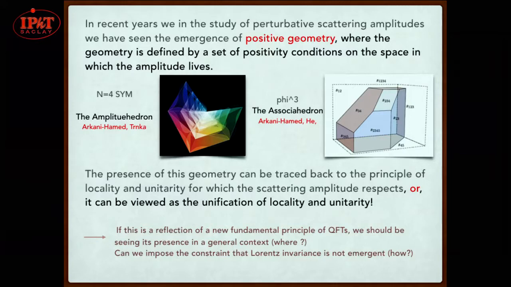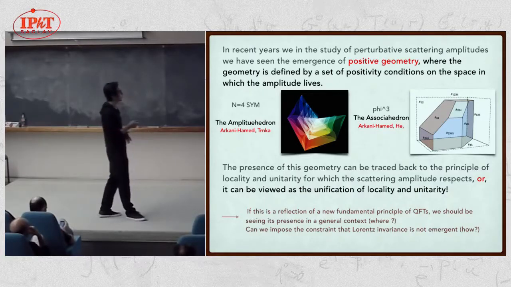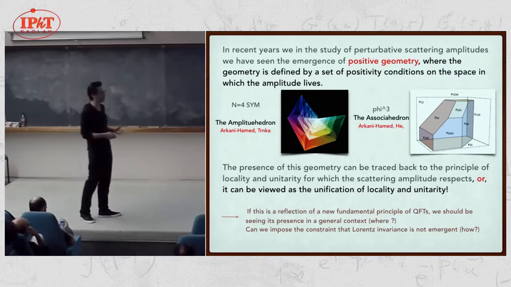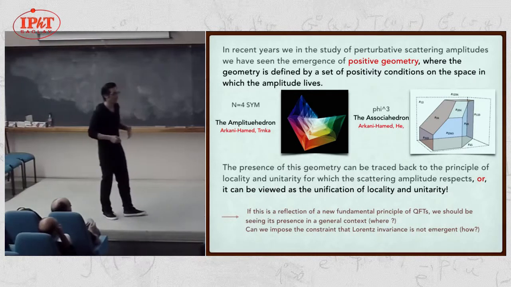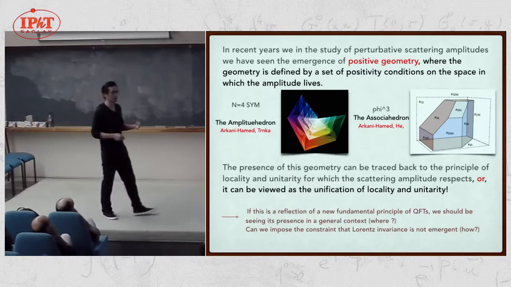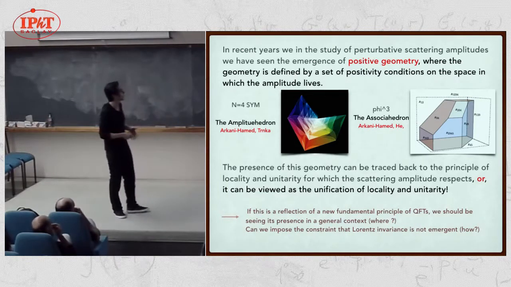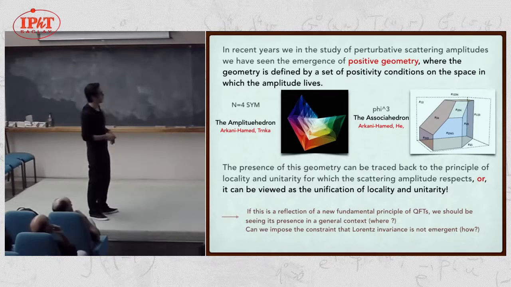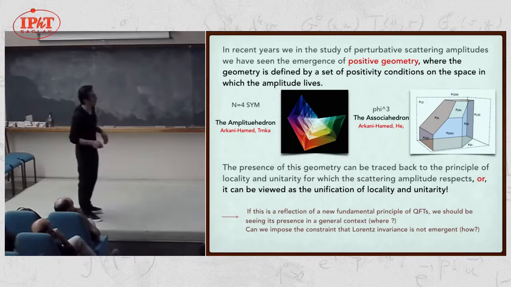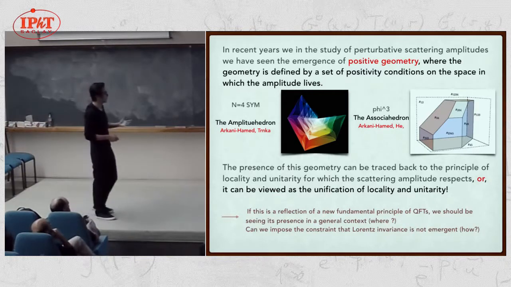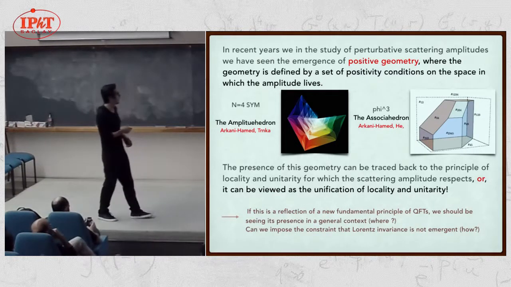So in recent years, in the study of perturbative scattering amplitudes, there's been an emergent geometry that has been found, and this emergent geometry is what we now term positive geometry. What positive geometry means is just that the geometry itself is defined by various positivity conditions in the space in which your scattering amplitude lives. And various examples are now sufficiently understood to a particular extent. So for example, for N=4 super Yang-Mills, the all-loop planar integrand is given by the amplituhedron.